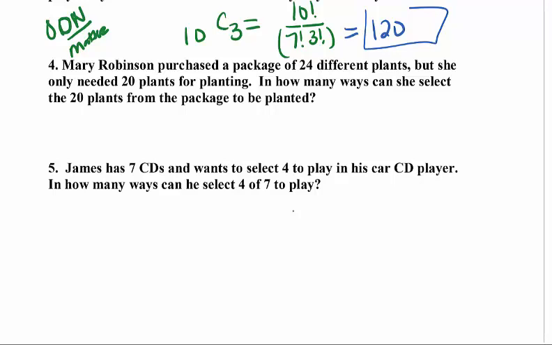So Mary Robinson purchased a package of 24 different plants. Different is important because repetition is not allowed.